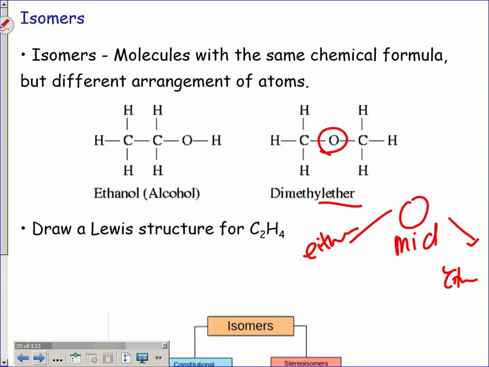Okay, what was a resonance structure again? Different placement of electrons, same structure. This is same formula, different arrangement of the atoms, aka different structure.